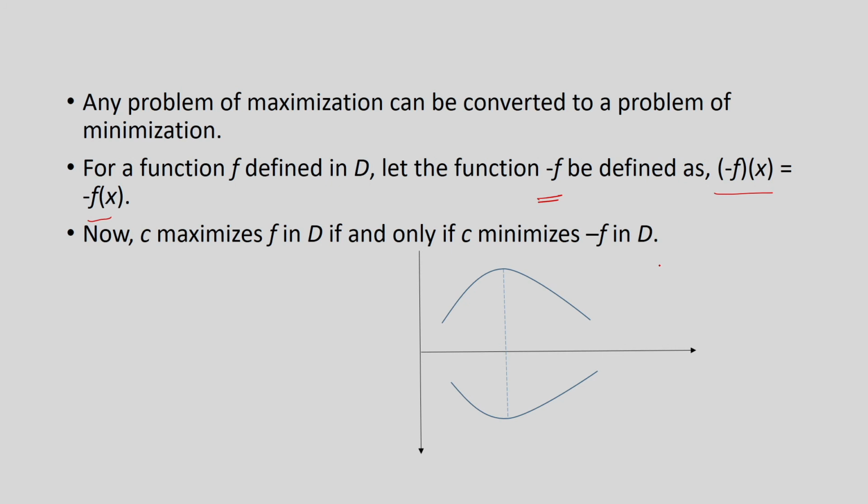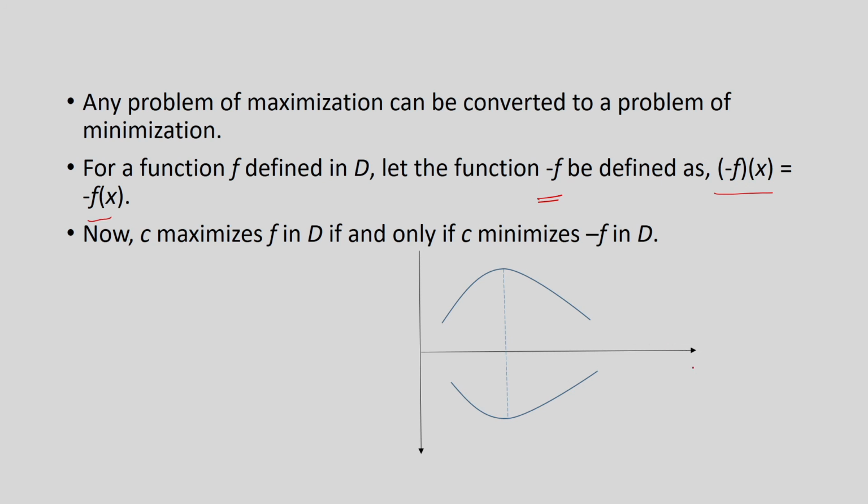So, this is how we are going to establish the relationship between maximization and minimization. We are defining a new function which is minus f, and let us suppose we are trying to maximize f. Then if we are maximizing f at c, it must be the case that c is minimizing minus f in D. And here is the geometric depiction of that.